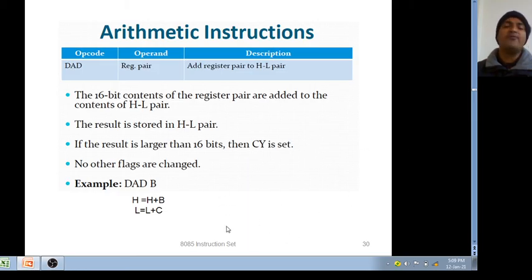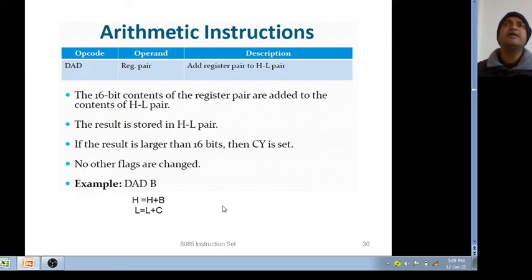Always in 8085, by default the register pair will be the HL register pair. So DAD register pair means HL equals HL plus register pair. For example, I am writing DAD B. It means H equals H plus B and L equals L plus C. L and C are lower order registers, H and B are higher order registers.